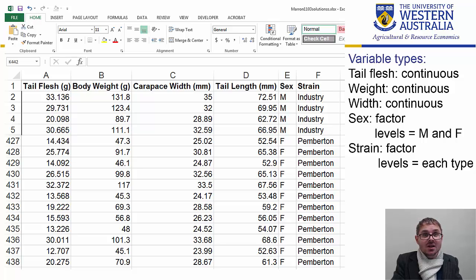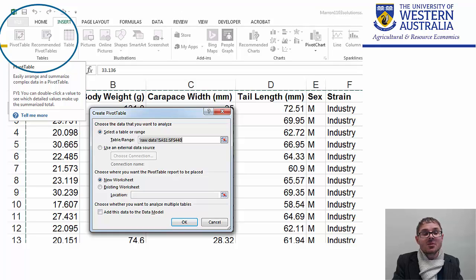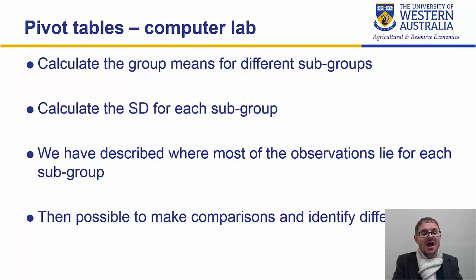Now the way that we would calculate the mean and the standard deviation for this is we would use in Excel what's called a pivot table. A pivot table is something that allows us to do the grouping. We're going to be able to group by factor, and then get the mean and the standard deviation. So we would be able to calculate the subgroups very, very quickly.